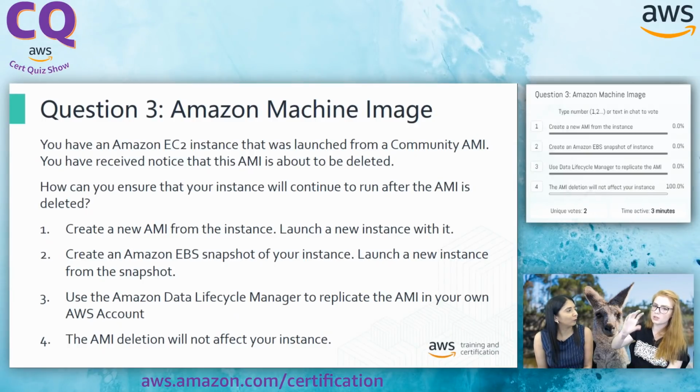Option number 4. If we can go back to number 3, the Data Lifecycle Manager, what does that actually do? So you have your instance and then you have your AMI. With AMIs, you can create instances, and with the instances, you can create snapshots. It gives you a mechanism to manage the whole life cycle of your Amazon Machine Images. Good for backups. Yep. All right, so locking in number 4.